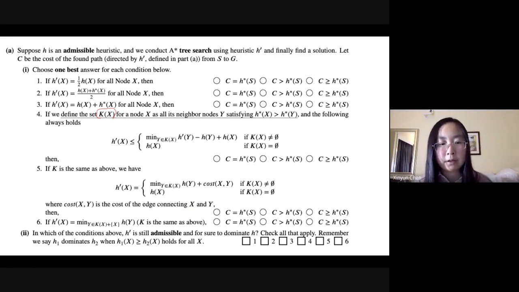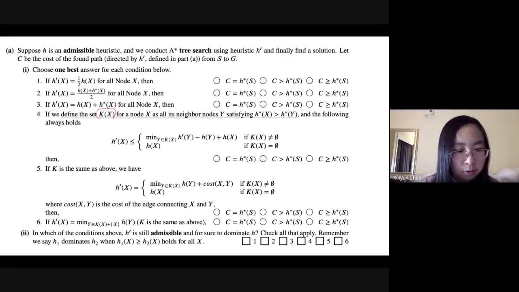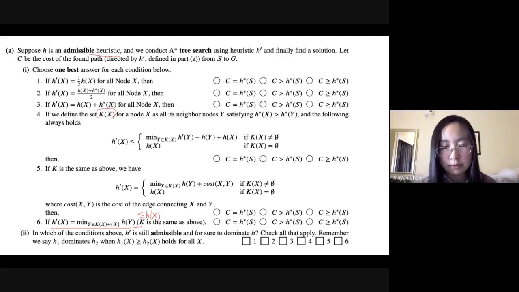So part 6 is easier to understand, because we know that H is an admissible heuristic, and here H prime takes the minimum of a set of heuristics including H of X. So it means that H prime will always be no greater than H of X, because it takes the minimum over a set including H of X. So definitely for 6, the answer is still that the cost is equal to H star of S.